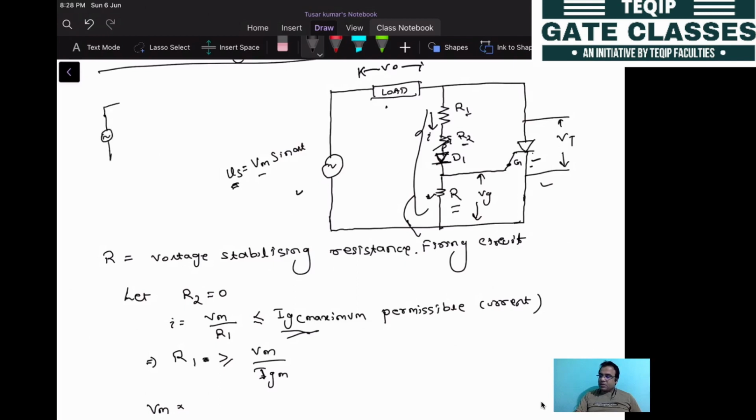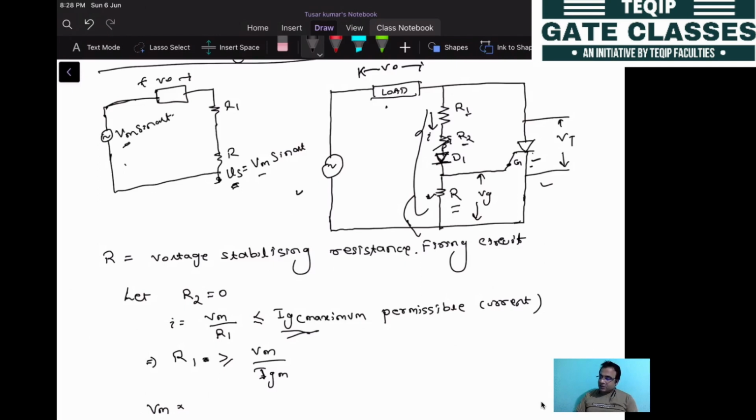As the thyristor is not conducting, no load current will be flowing, only a small amount of triggering current will flow. So the drop across the load will also be very small, so you can neglect it. So it will look like this. As R2 is 0, it will be like R1, then another resistance R here. So this is nothing but Vm sin omega t.